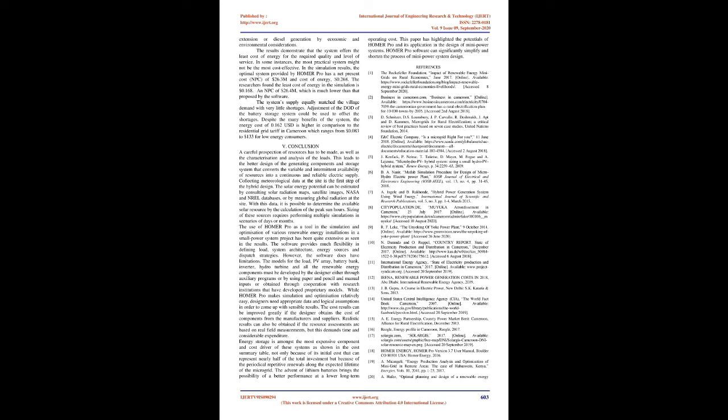The results demonstrate that the system offers the least cost of energy for the required quality and level of service. In some instances, the most practical system might not be the most cost-effective. In the simulation results, the optimal system provided by Homer Pro has a net present cost, NPC, of $26.3 million and cost of energy, $0.268. The researchers found the least cost of energy in the simulation is $0.168, with an NPC of $26.4 million, which is much lower than that proposed by the software.